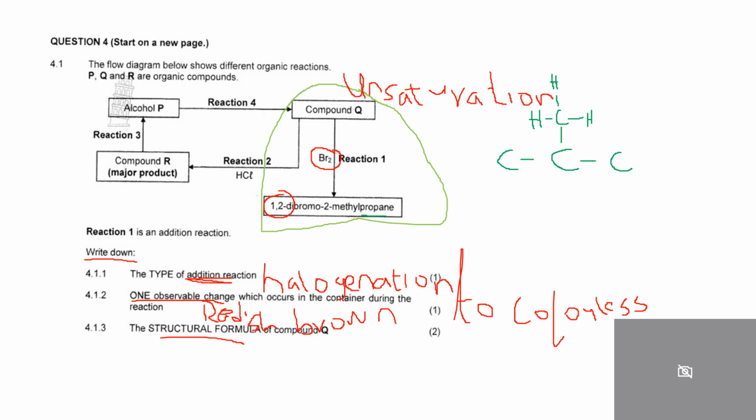Then another piece of information is the position of the bromine. One bromine is here and one bromine is here, so it means that the double bond was here initially. Once the double bond is here, we add the remaining hydrogen in order to complete it, because remember it's unsaturated. Make sure we add all the hydrogen.